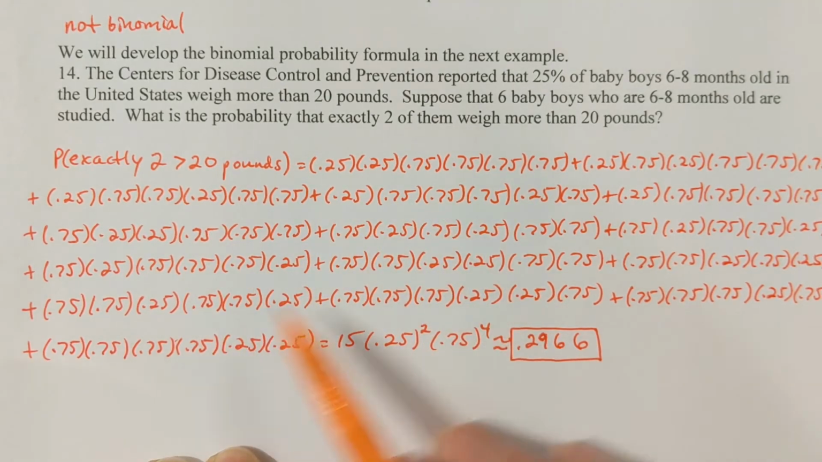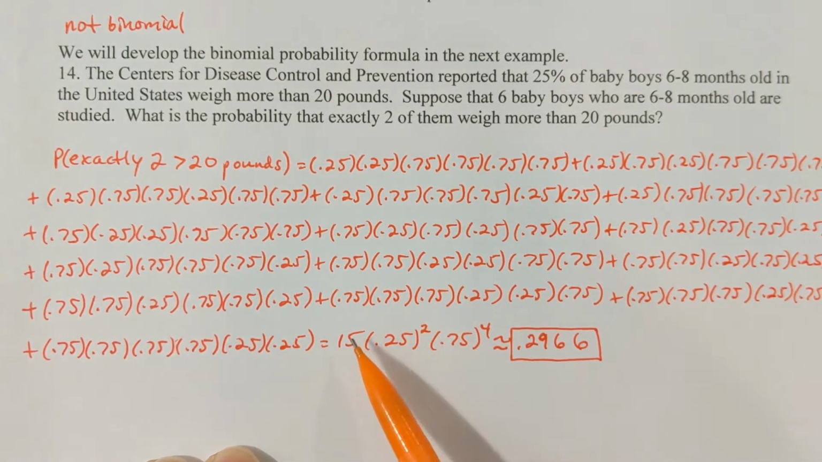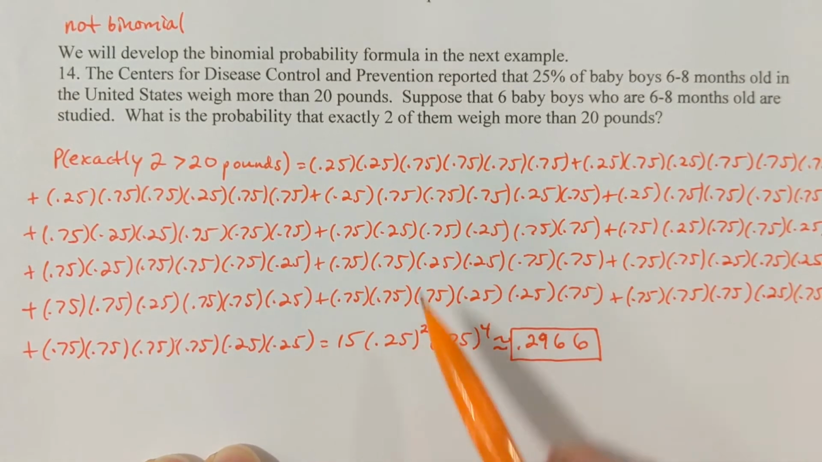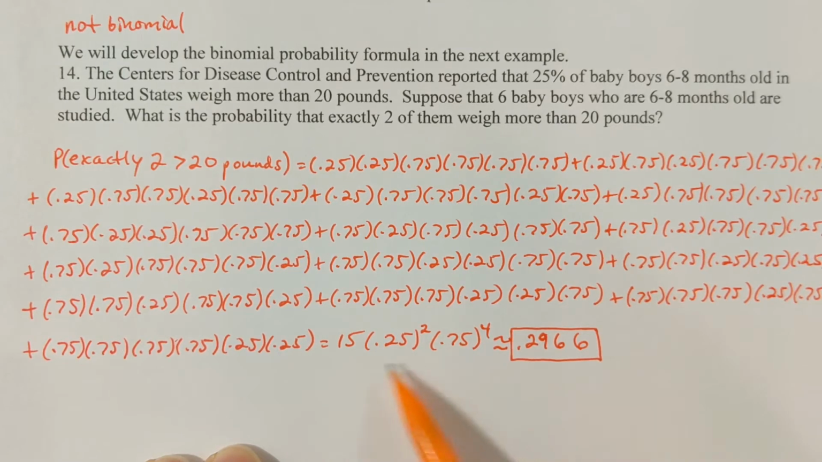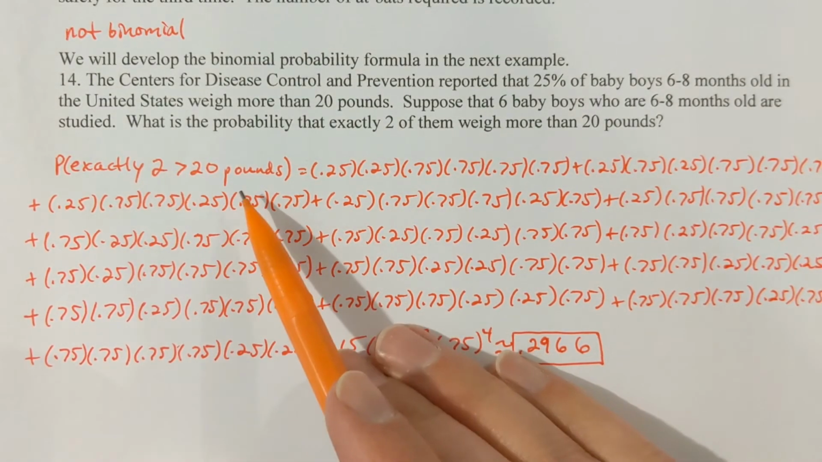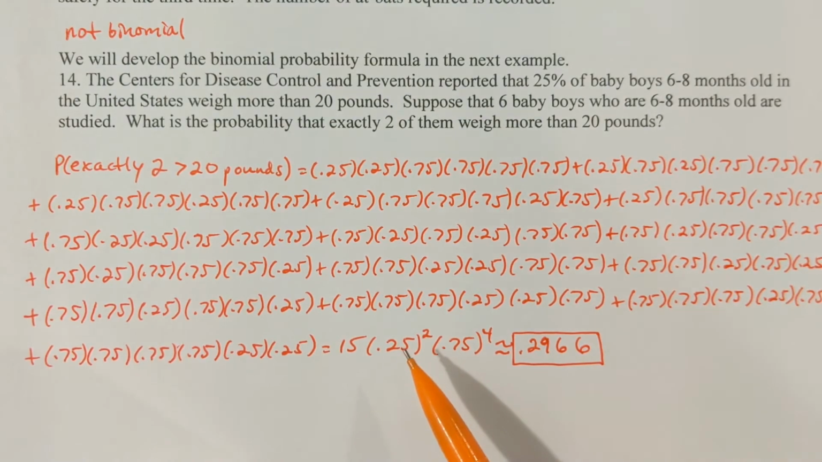Now, when you compare all these, you're really doing the same thing 15 times, where you're taking 0.25 times 0.25 and then 0.75 times itself 4 times. So since you're really just doing the same thing 15 times, what I have here is how I would get my answer, which is 0.2966. All right, so the interpretation then would be to say that you have roughly about a 29.66% chance that exactly 2 out of the 6 would weigh more than 20 pounds.